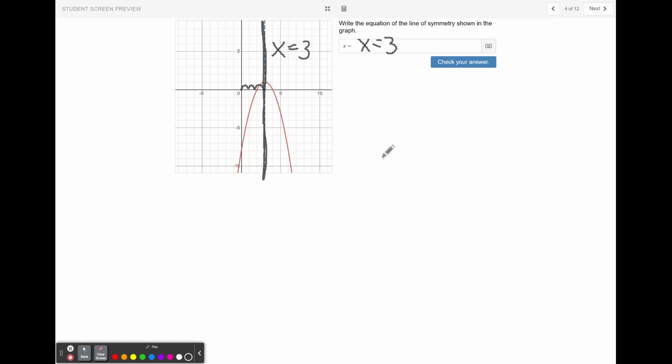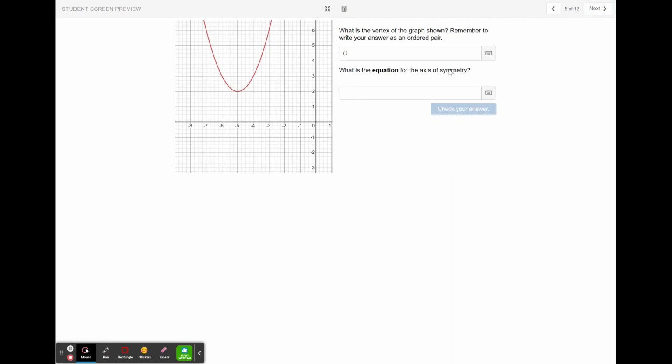Now on slide number 5, I'm going to ask you the same thing, but I'm actually going to ask you for the vertex too. So the vertex is the bouncing point. So it's negative 5, 2. But if you were to draw that vertical line that you just did in slide 4, what would the x value be? The x would be the x of your vertex, which is negative 5.